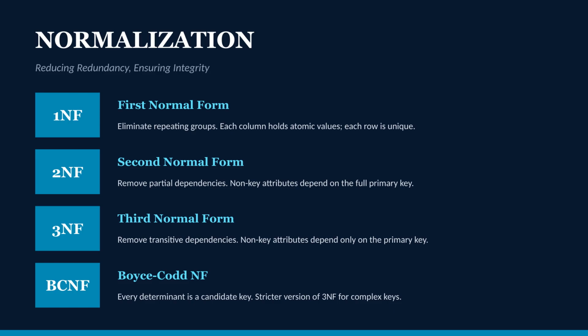Normalization reduces redundancy and ensures data integrity. 4 levels. First normal form eliminates repeating groups. Each column holds one value. Each row is unique. Second normal form removes partial dependencies. Every non-key attribute depends on the full primary key. Third normal form removes transitive dependencies. Non-key attributes depend only on the primary key. And Boyce-Codd normal form is the strictest. Every determinant must be a candidate key.